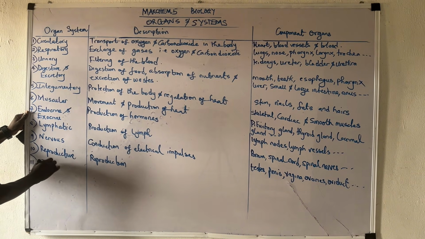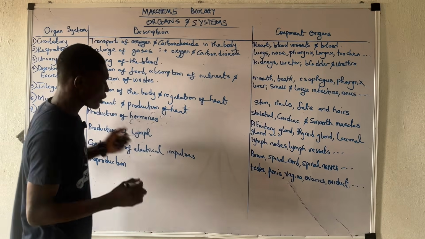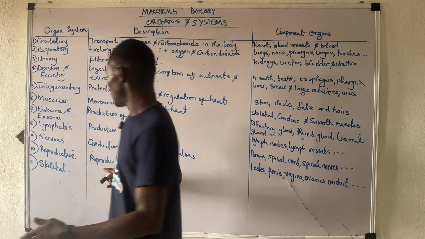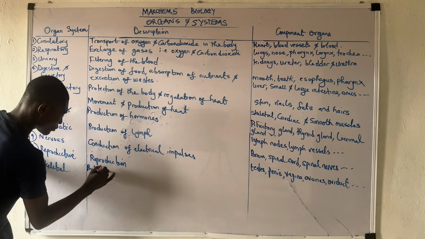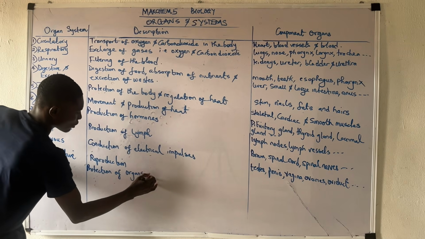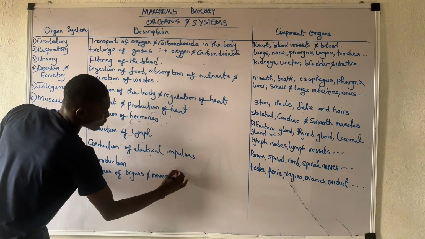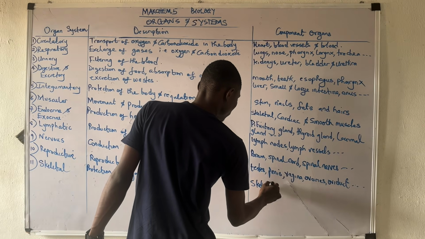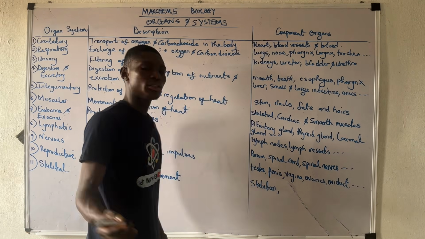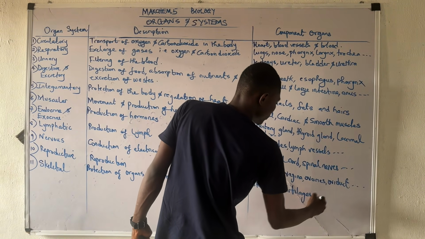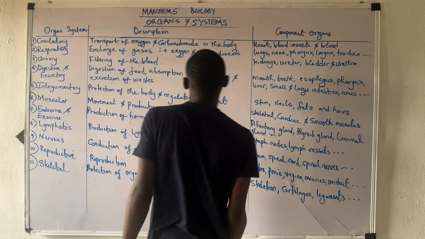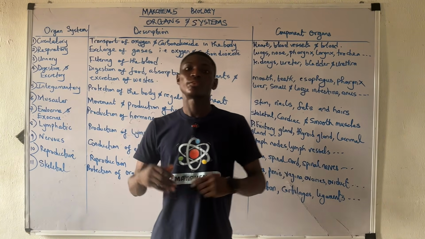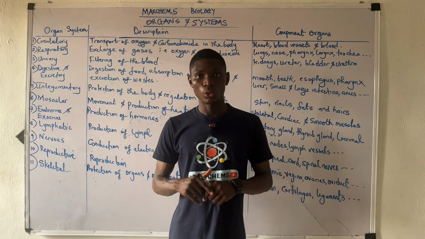The 11th is the skeletal system. The skeletal system has to do with the protection of the bodily organs. It also aids in movement. So let's use protection of organs and movement. The skeletal system has to do with the skeleton, the cartilages, the ligaments, and so on. These are the 11 distinct organ systems that form the basis of human anatomy and physiology.